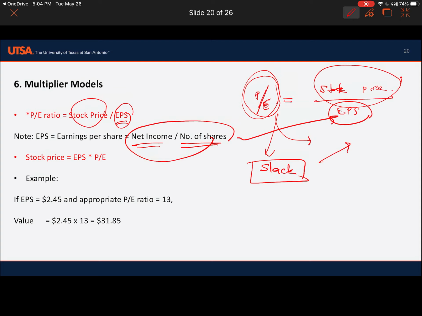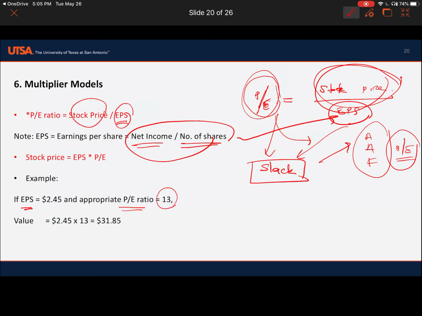So maybe you can look at other tech companies, Amazon, Apple, Facebook, take the average to find a price to earnings ratio, and apply this ratio multiplied by earnings per share for the Slack company to find the stock price. For example, EPS, earnings per share, is 2.45, and let's say you find the appropriate PE ratio is 13. So it's very easy. You just multiply 13 by 2.45 and you will find 31.85.